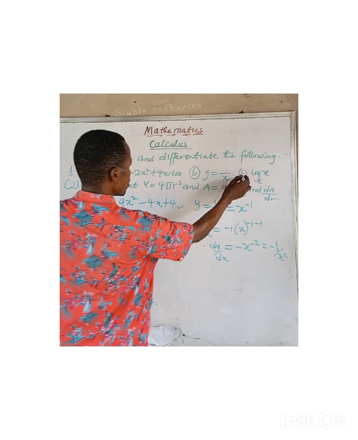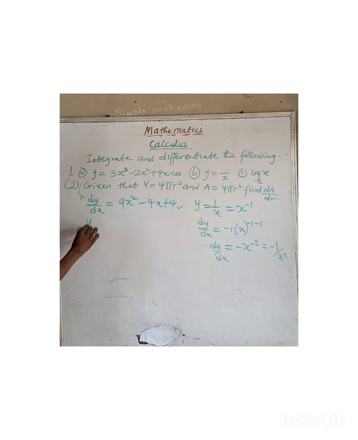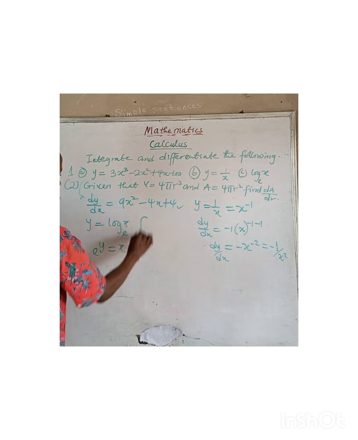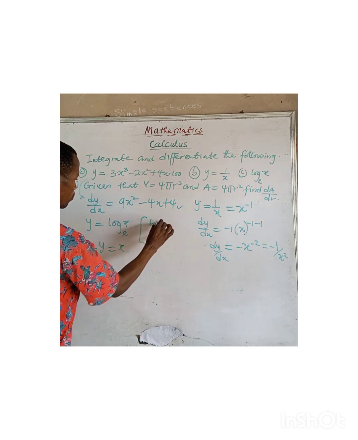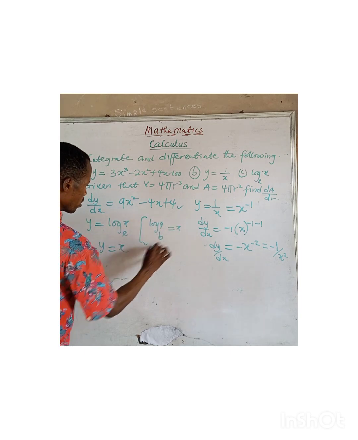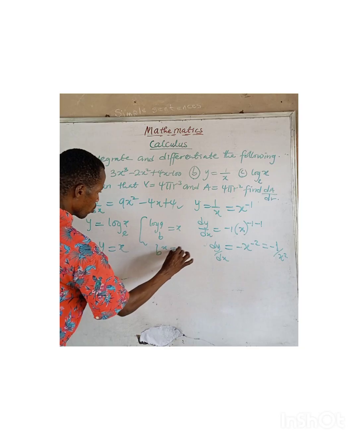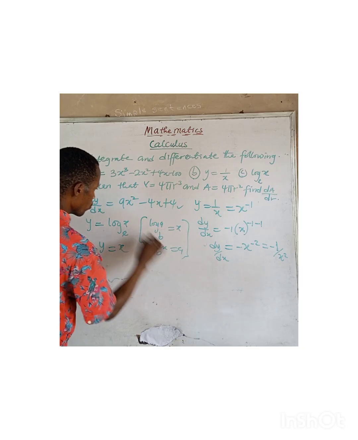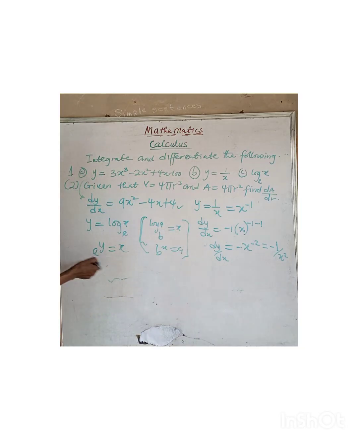Now, considering this log x, set y equals log x to base e. Of course, e raised to power y is going to give us x. From the rules of log, log a to base b equals x, we say b raised to power x is equal to a. So that's the rule under log. So from this, we can say this is equal to this.